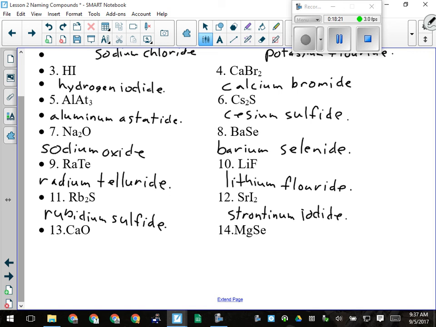Okay, 13, we got calcium with oxygen, so that'll be calcium oxide. And lastly, we've got magnesium with selenium, so that'll be magnesium selenide. Okay, questions on any of those?